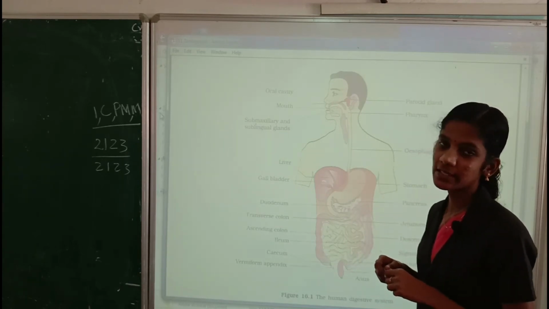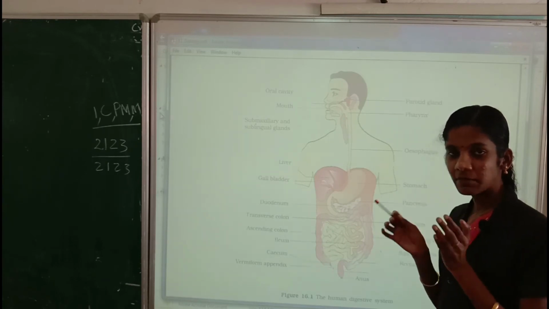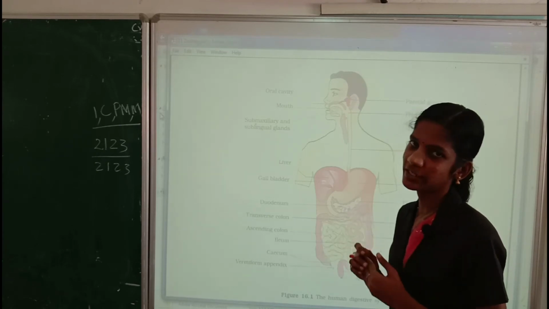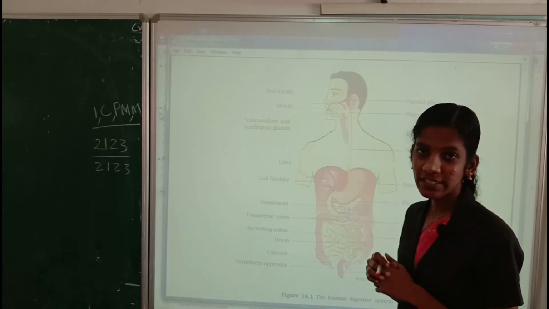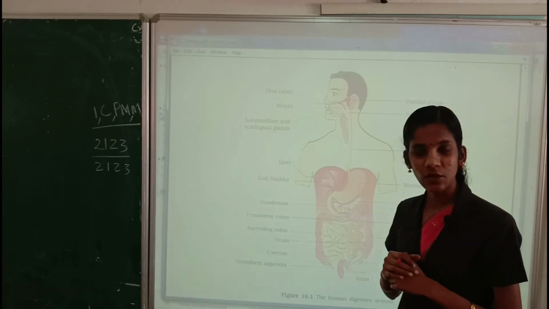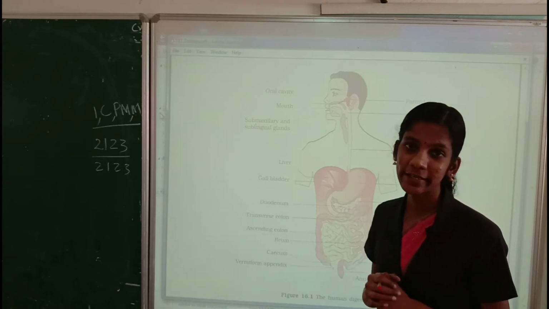Okay, glottis, and this glottis is guarded by a flap-like structure. This flap-like structure which can be found associated with the glottis is known as epiglottis. So what is glottis? Glottis is a small opening which will lead to trachea, isn't it? Glottis is always guarded by a flap-like structure. This flap-like structure is known as epiglottis.